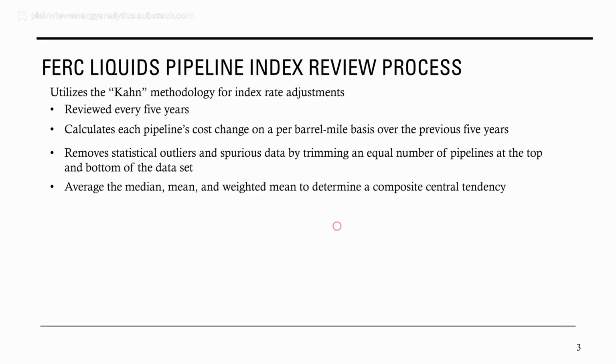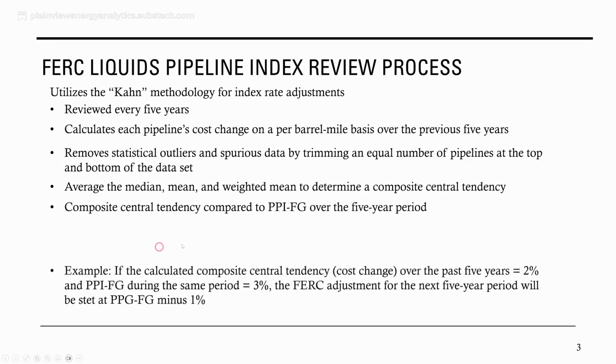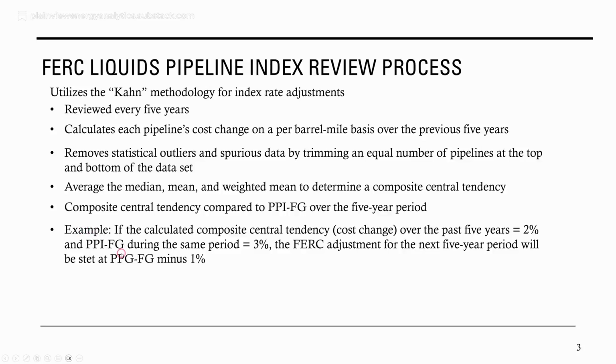They average the mean, median, and weighted mean to determine the composite central tendency. So the composite central tendency is compared to a PPI figure. PPI of FG is the producer price index of finished goods. That's a Bureau of Labor Statistics inflation factor, and basically they're going to look at their analysis and say, hey, our pipelines, and I'll get to this in the next bullet, we might as well just bring it up. So let's just use an example.